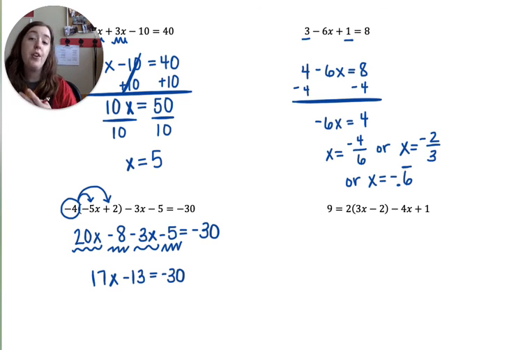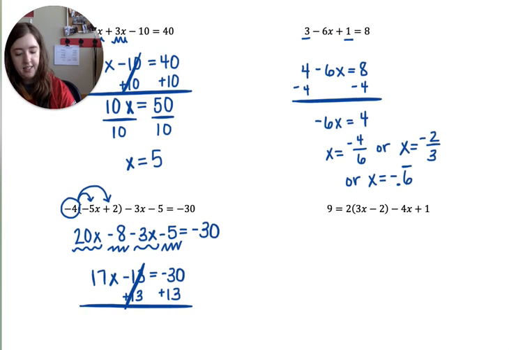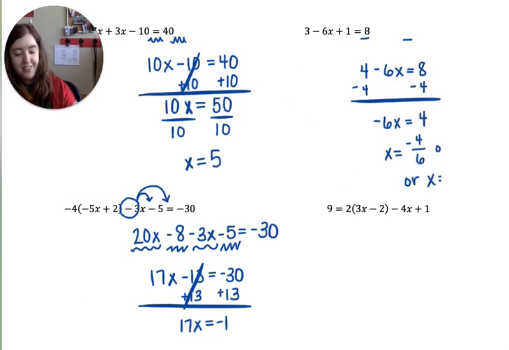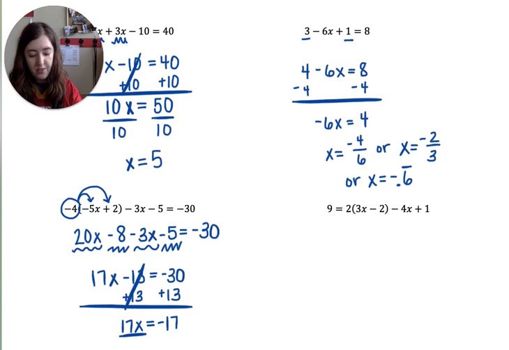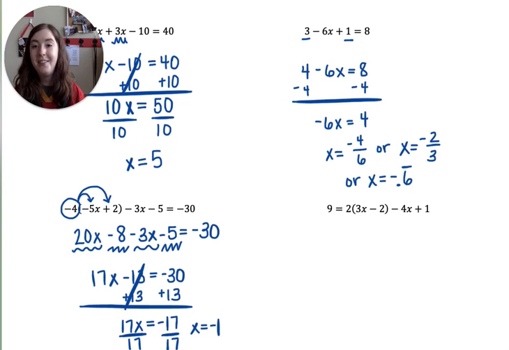Okay, now I want to move the 13 over to the other side. So since I'm moving that 13 over, I have to do inverse operations. So that means I have to add 13 on both sides. These add to 0, so I'm just left with 17x over on the left. And negative 30 plus 13 is negative 17. So then we'll divide by 17 on both sides, since x and 17 are being multiplied. And we'll end up with negative 1. Go ahead and try the last one.